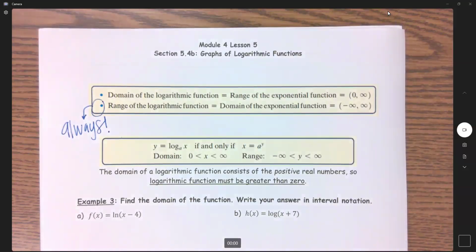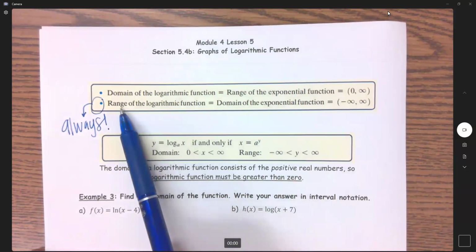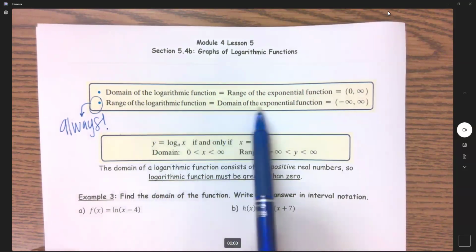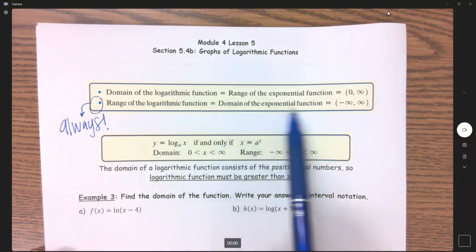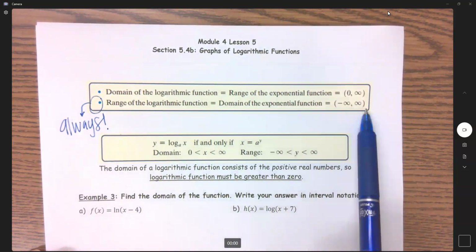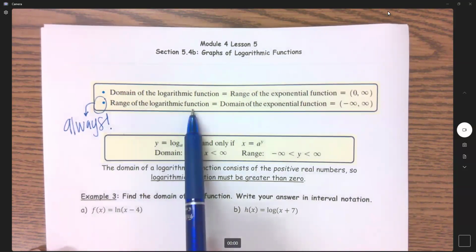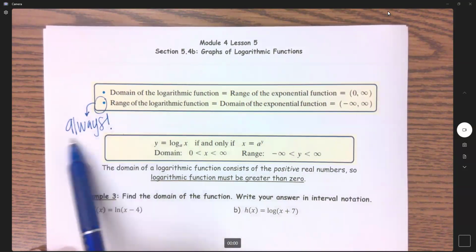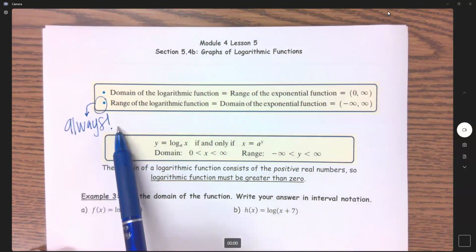As we went over in the last two videos when we were discovering what the graph of a log looks like, we saw that the range of your log was the same as the domain of the exponential. And we already know that the domain of the exponential is all real numbers, which means the range of every log will always be all real numbers as well.